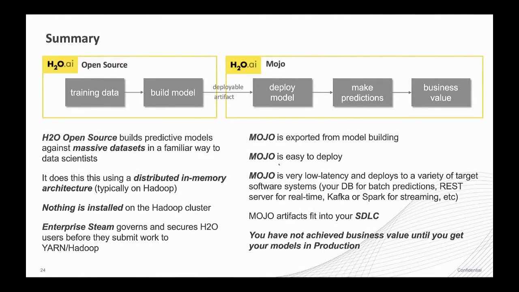Well, actually, let me summarize. H2O runs model building against massive data sets. We talked about how it can do that. Nothing's installed on the Hadoop cluster. Use Steam. Mojo makes deploying easy. If you don't deploy your models to production, you really haven't achieved the business value of machine learning.